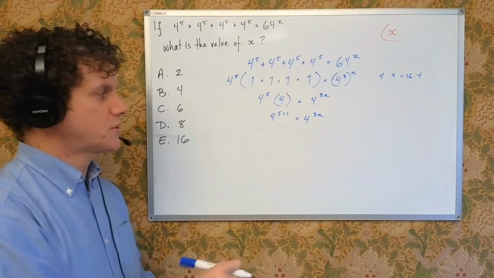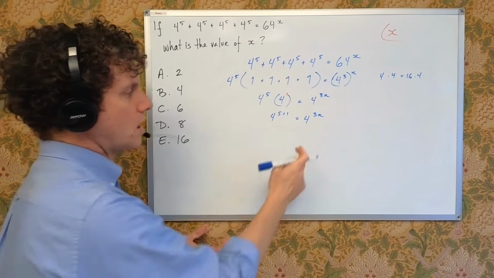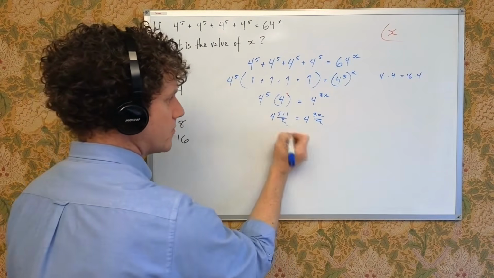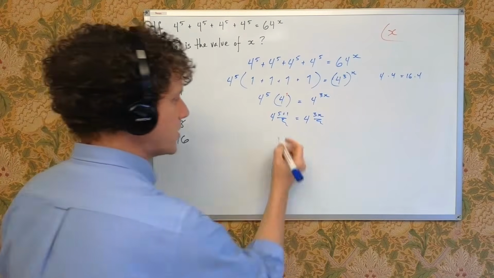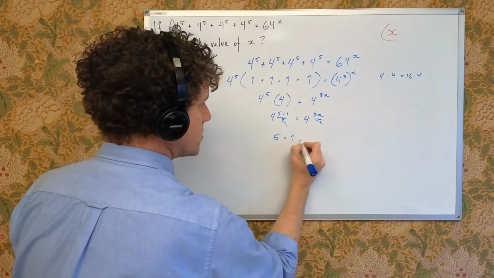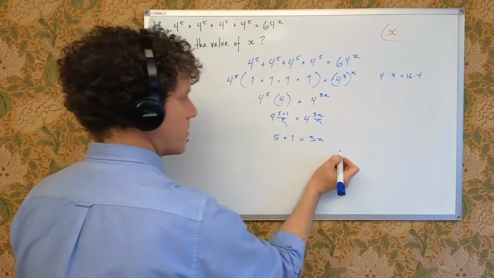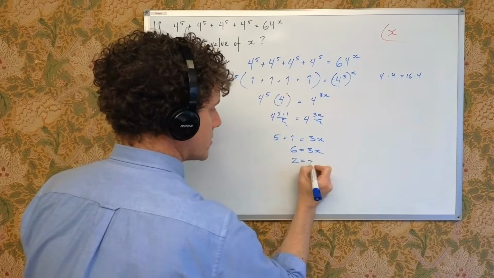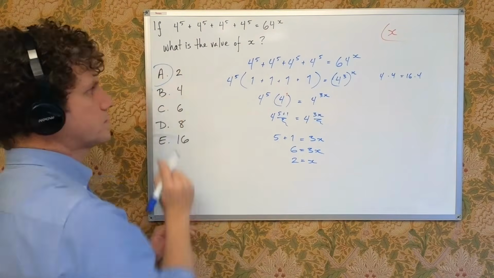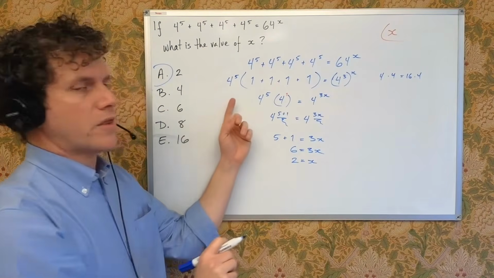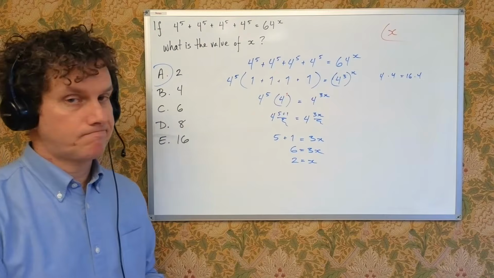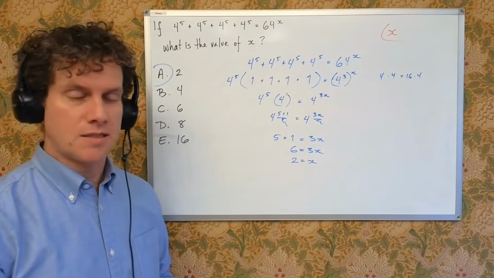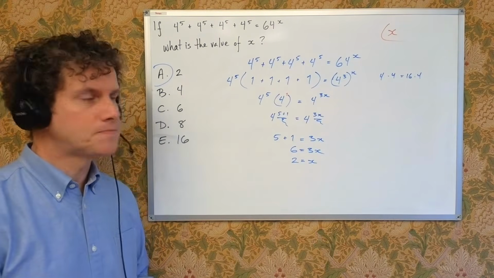And as with our very first question, we can kind of let the base go. Apparently, raising 4 to that power is the same thing as raising 4 to this power, so forget the 4s. 5 plus 1 is 3x. 6 equals 3x. x is 2. This move here is not necessarily obvious until you meet it. And now that you've seen it in action, it's a thing to remember.